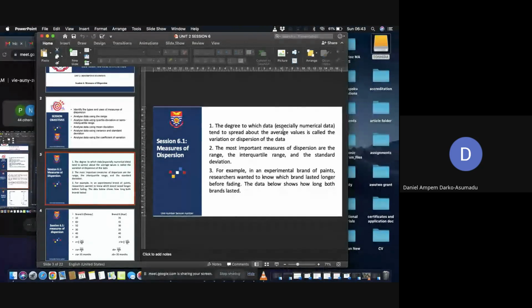So the degree to which data tend to spread around the average value is called the measure of dispersion. How widely is the data spread around the average? So if I have 18, 19, 20, 15, 16, 17, then I find the average, and the average is, let's say, 16. How is the average 16 spread or deviated from the other individual scores? So if someone had 18, how is it deviated from the average, which is 15 or 16? This is where the measures of dispersion come in.